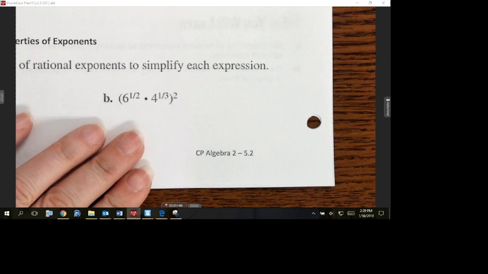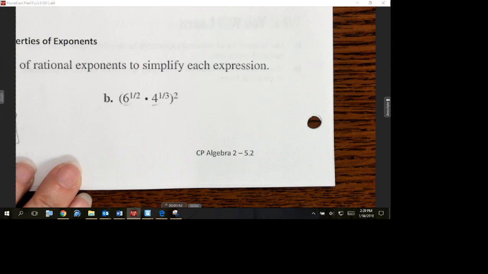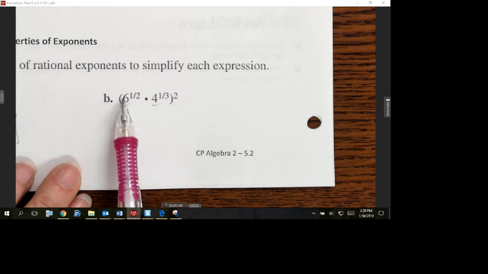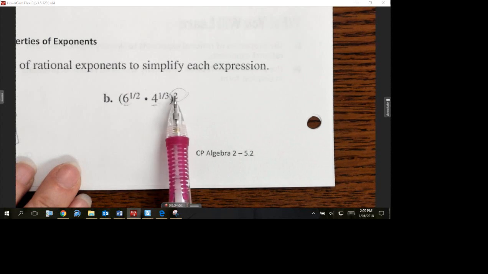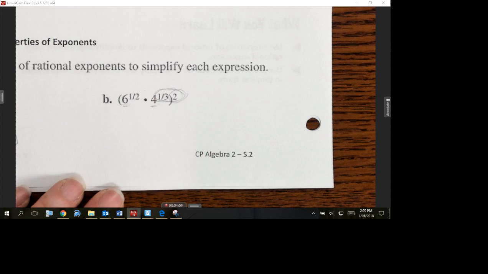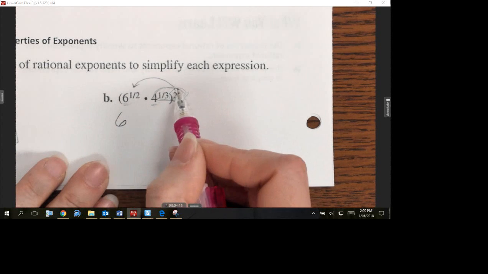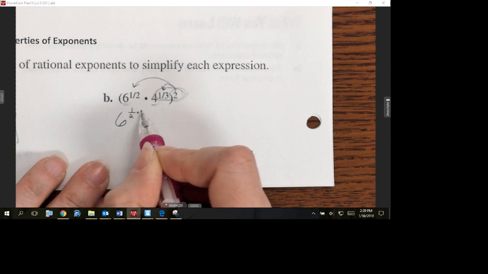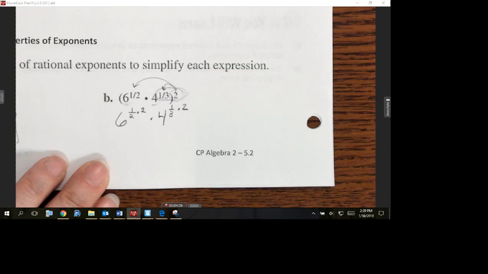Okay, for part B, I'm looking on the inside here, and are these the same base? They're not. So I can't really multiply them together. So I'm going to go outside this parenthesis, and I'm going to say, oh, there's a power on it. It says square what's in here. So what do I do when I have a power of a power? Multiply. So I have 6, and I'm going to do both exponents multiplied by 2. So I'm going to have the 1/2 being multiplied by 2. And then I also have 4 to the 1/3 being multiplied by 2.